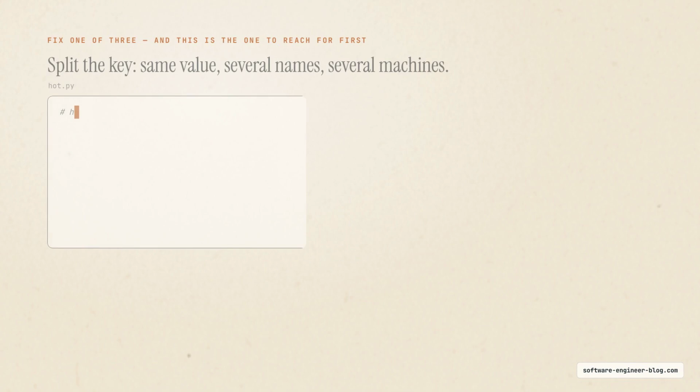So what does work? 3 things, and here is the first one. Split the key. Instead of storing the value under one name, you store it under several.